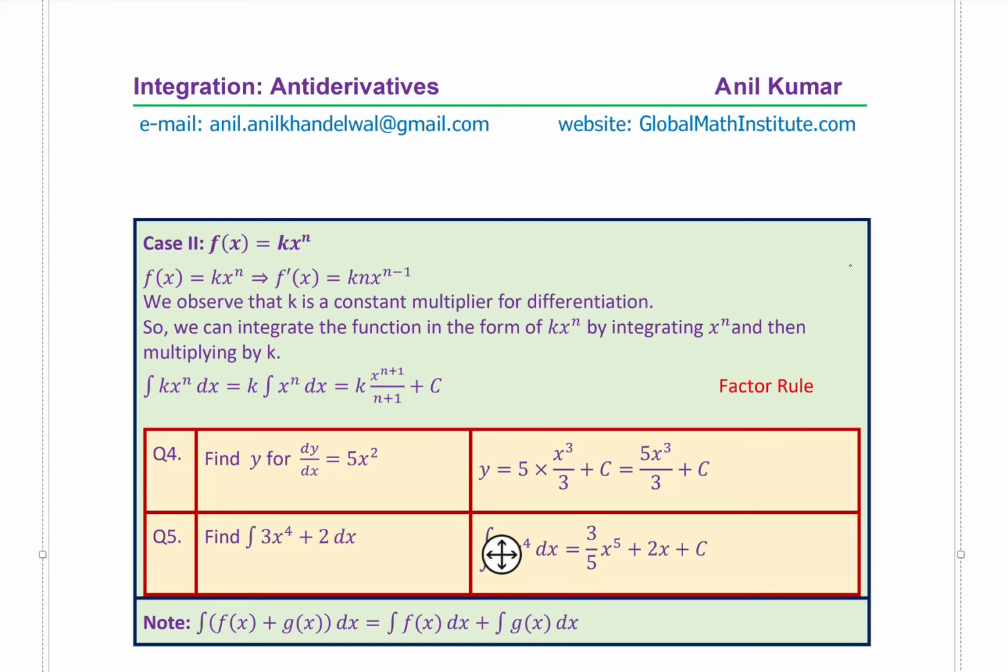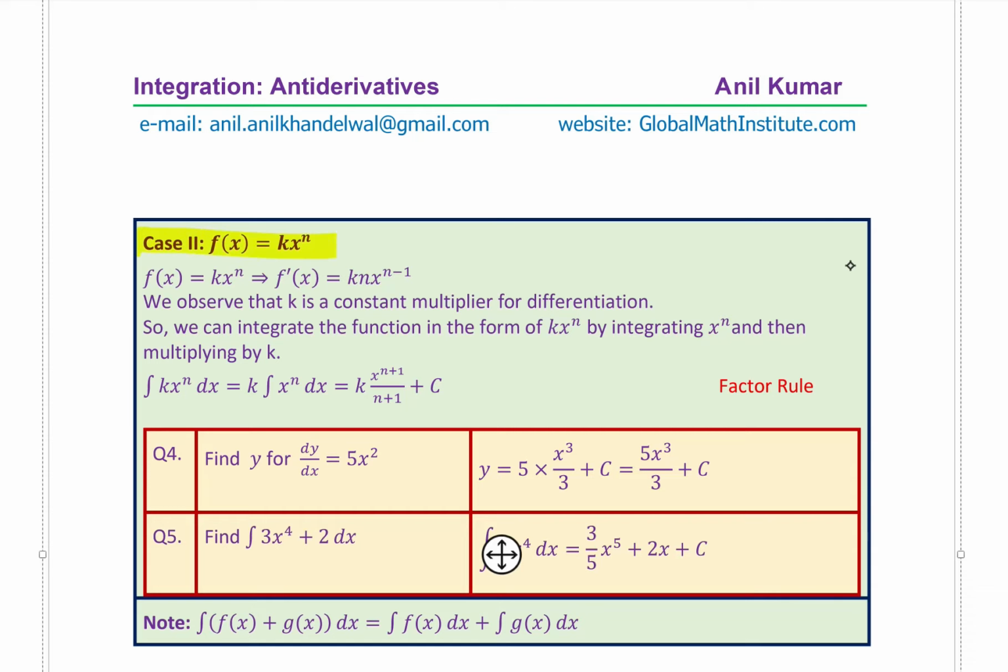Now let's try to understand the factor rule. In derivatives, we learn that if x cubed has a derivative of 3x squared, then 5 times x cubed will have 5 times the derivative, 3x squared. So the multiplier works really like a multiplier, right? So that's what we're trying to say.